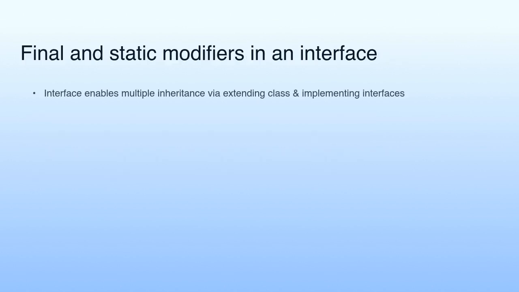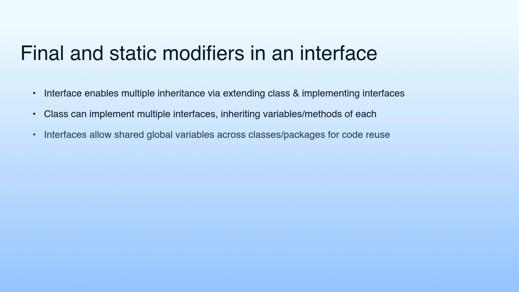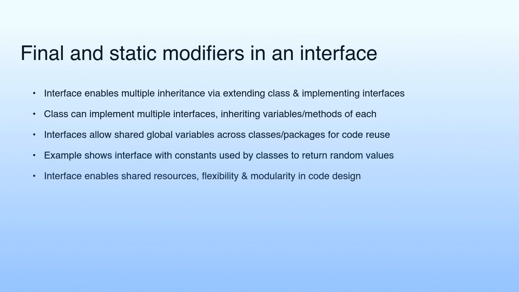Interfaces enable multiple inheritance by allowing a class to extend another class and implement interfaces simultaneously. A class can implement multiple interfaces, inheriting the variables and methods of each one. Interfaces also allow shared global variables across classes and packages, promoting code reuse. An example shows an interface with constants used by classes to return random values, demonstrating how interfaces enable shared resources, flexibility and modularity in code design.